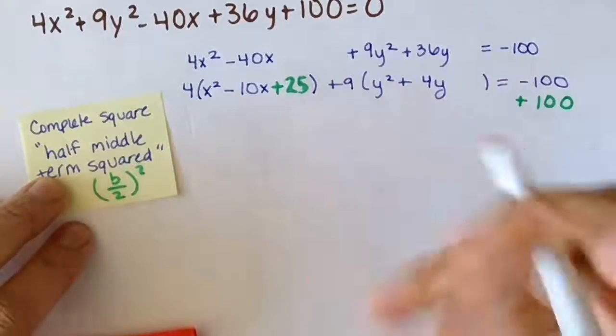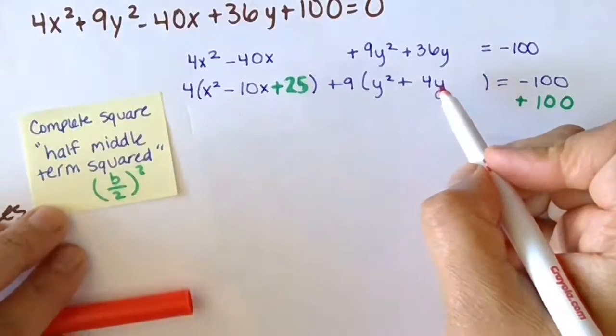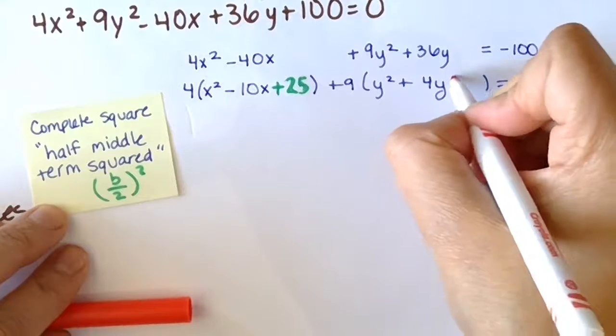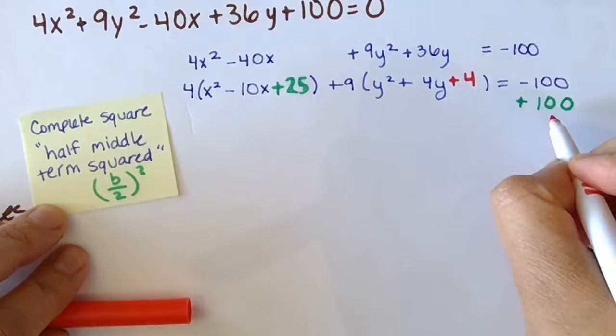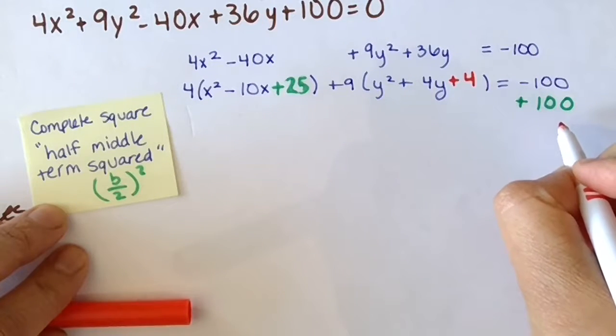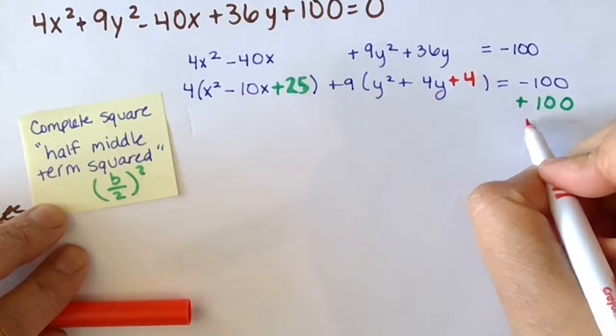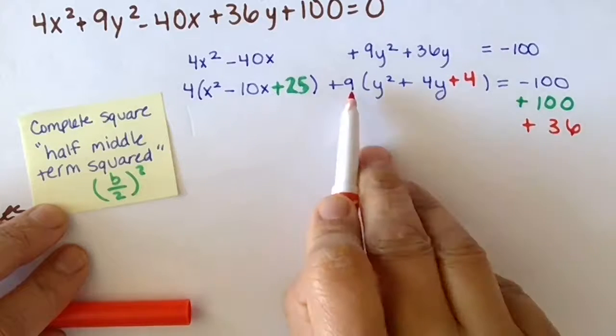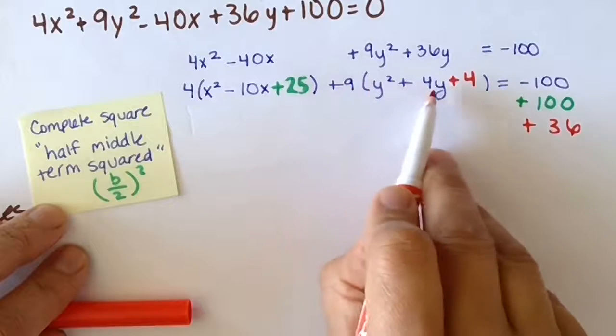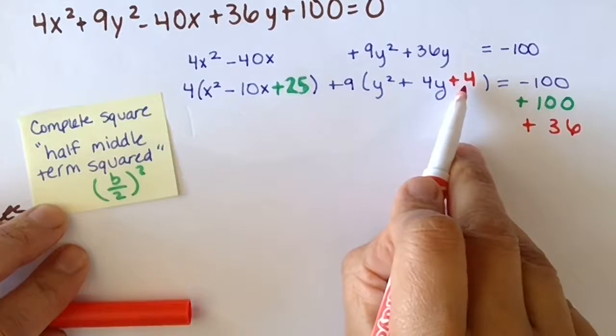Now we have to do it for the y's. Half your middle term squared. Half of 4 is 2. 2 squared is 4. So what do we add to this side? It's not 4. It is 36. Again, because this was really 9y squared, 36y, and this was really a positive 36.